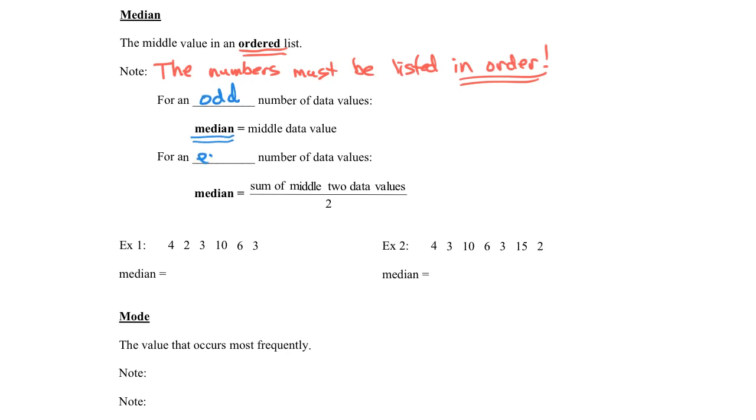For an even number of data values, the median is the sum of the middle two, right? So if you have 10 data values, there's not one in the middle. You take the middle two, add them up and divide by 2, which really, if you look at this, is basically taking the mean of the 2 in the middle. You take the sum of the middle 2 data values, divide by 2. Okay, so for the median, there's just 2 things that could happen. You could have an odd number of data values or an even number of data values.